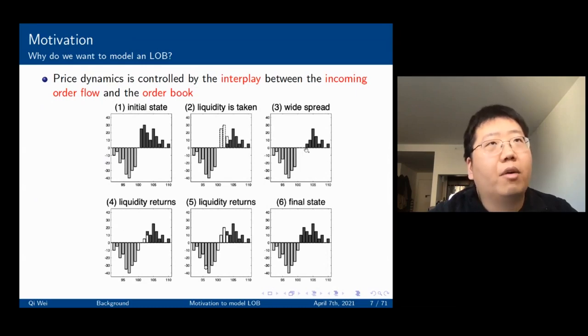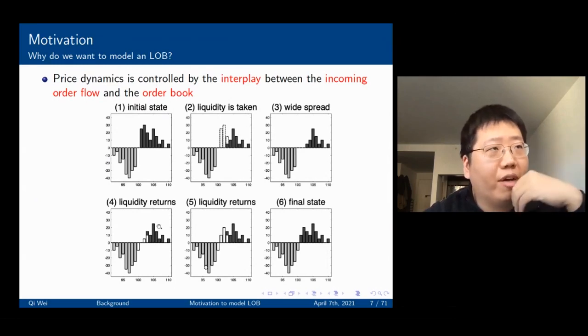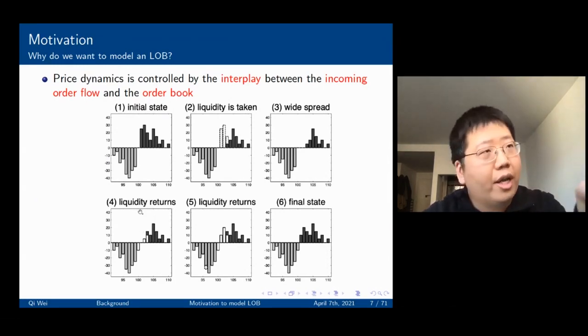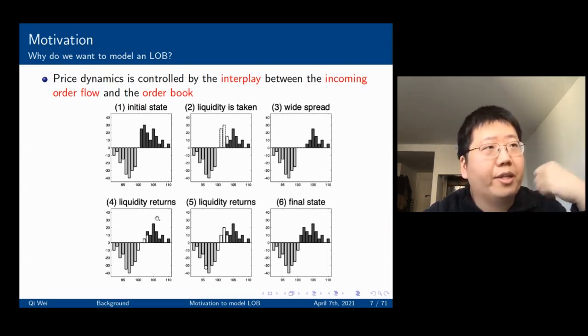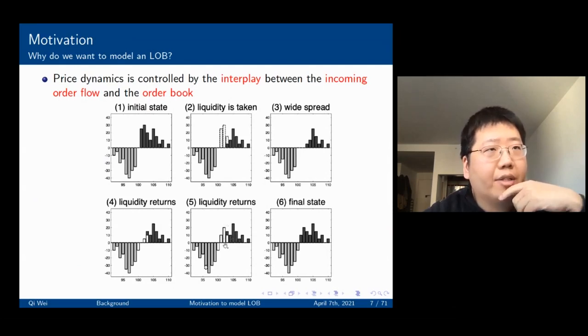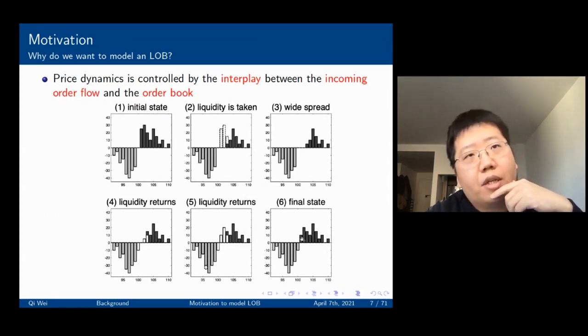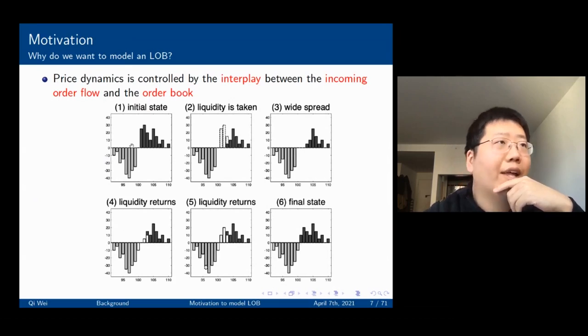a little bit, right? And from time to time, we also have new orders arriving. For example, when you place a new limit order, it will be put somewhere in the limit order book. Then liquidity returns inside, and as more orders return, you can see the spread becoming narrower and narrower. The final state will look like this. Here the spread is even narrower than at the beginning.